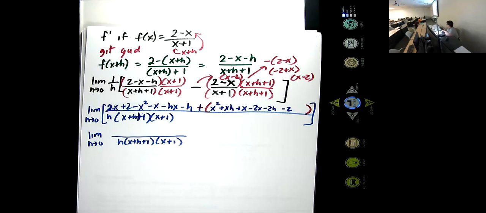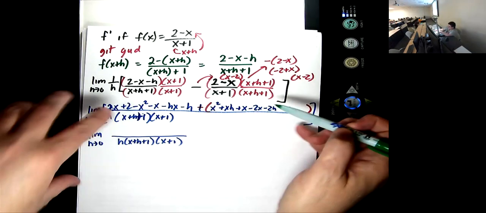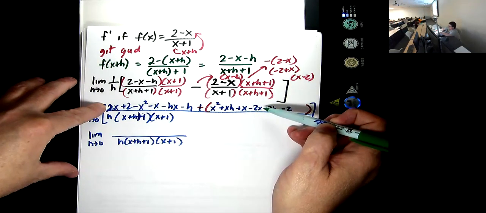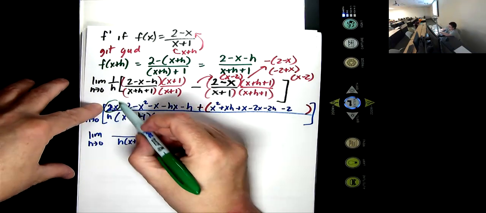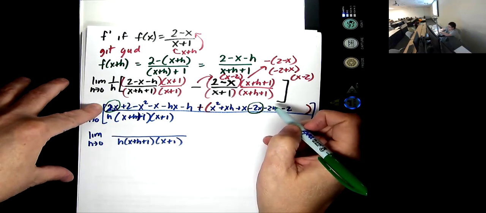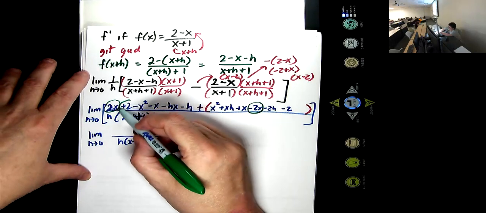All right, so let's start circling and see what goes away. Do I have a 2x anywhere? The easiest way to do this is go left to right. I've got a 2x here. I've got a negative 2x over there. Those are going to cancel. I've got a +2 here and I see a -2 over there. Those are going to cancel.